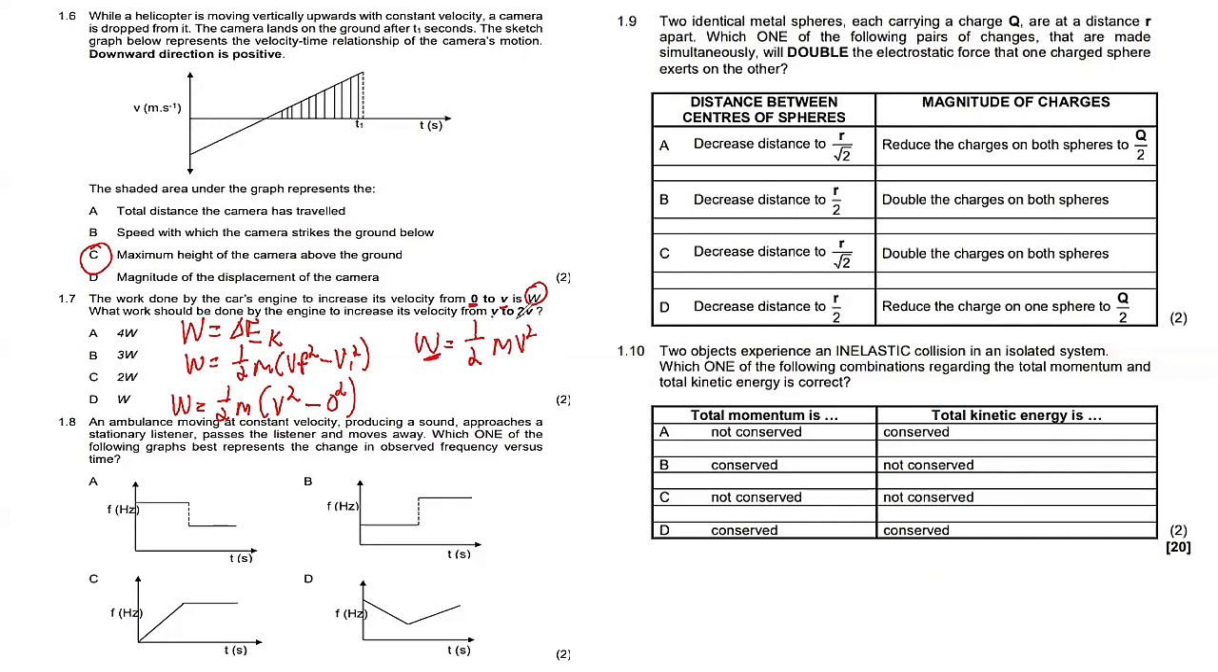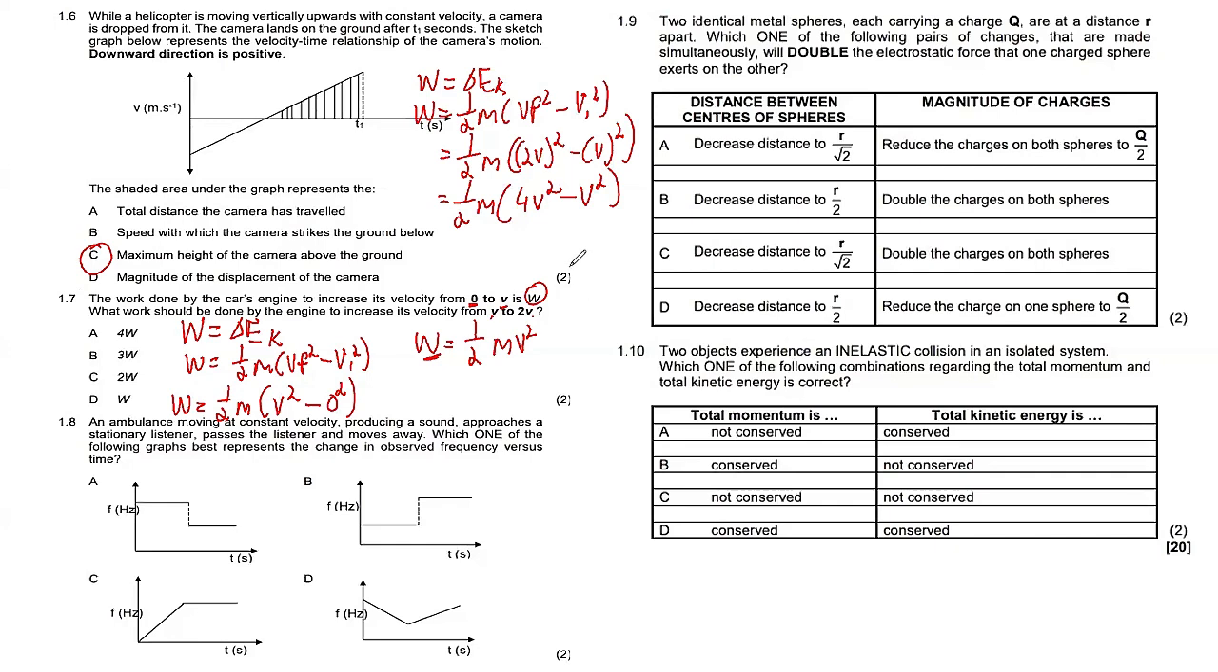Now, if we want to move from V to 2V, that means again, work done is equal to change in EK, and then we'll have W is equal to half M (VF squared minus VI squared). So we have half M, and then what's our final velocity? We are moving from V to 2V, so our final velocity now is 2V. So we'll have 2V squared, and then our initial velocity is V. So this will be half M, and 2V squared here will give us 4V squared, and then minus V squared. Now 4V squared minus V squared, that's 3V squared.